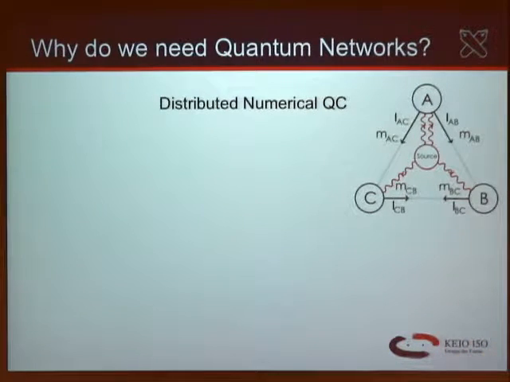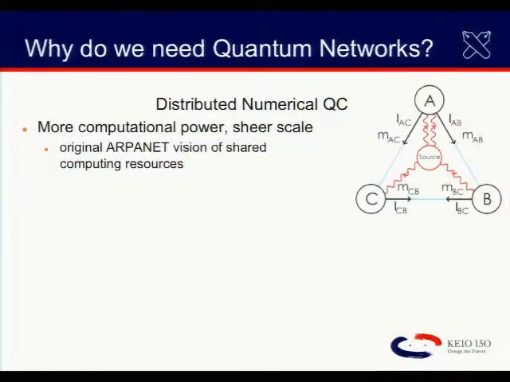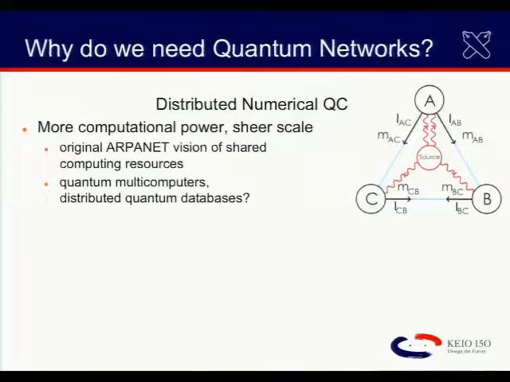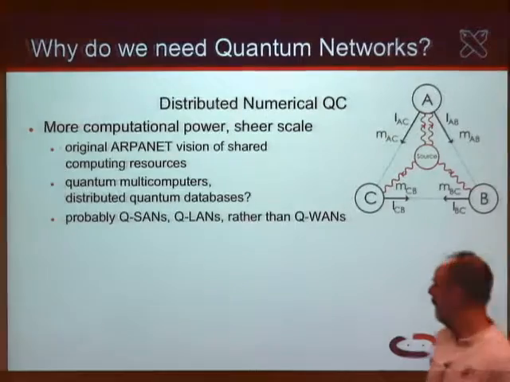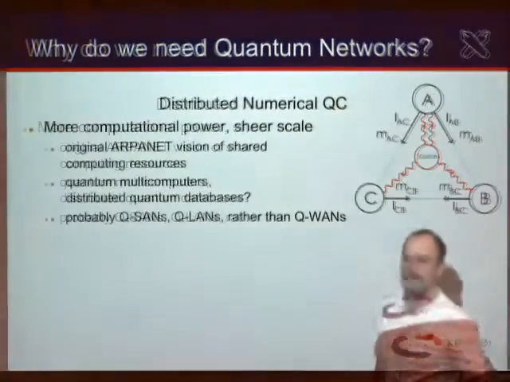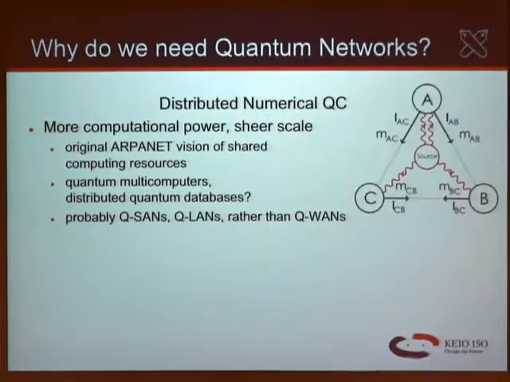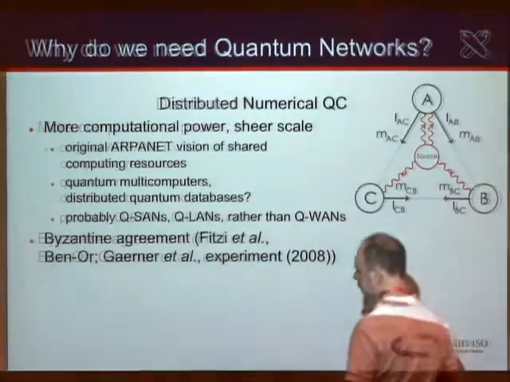Well, the first sort of thing that obviously comes to mind is we're going to do distributed numerical computation. Here you're talking basically about more computational power and the sheer scale that comes from combining systems. This was more or less the original ARPANET vision of distributed shared computing resources. In this sense, we're talking about quantum multicomputers, maybe distributed quantum databases, things like that. At this level, we're probably talking primarily about quantum system area networks and local area networks rather than wide area networks, although the real focus of today's talk is the larger scale networks.